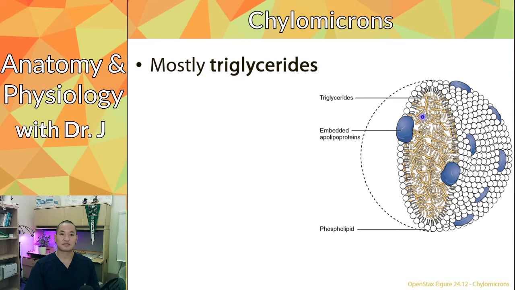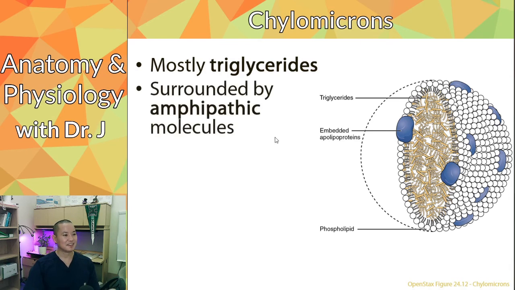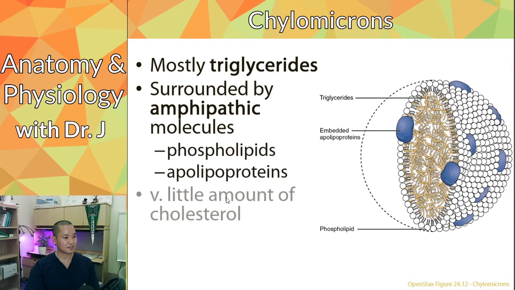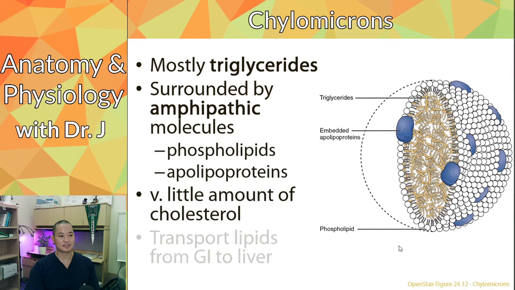It looks like a bunch of French fries. Yeah, maybe that's one way you can think of it. A bunch of fatty French fries stuffed into a little ball that's floating around in your blood. But surrounded by amphipathic molecules, the lipid tails of a phospholipid easily associate with these triglycerides over here. And then there's a very little amount of cholesterol at this point.